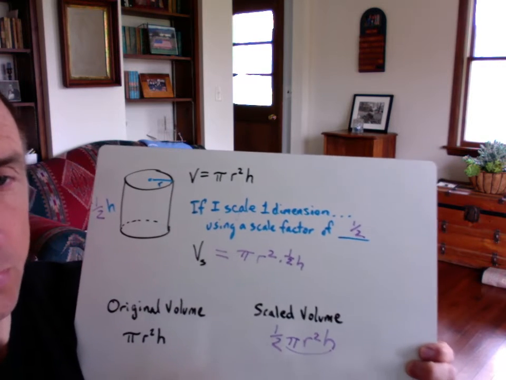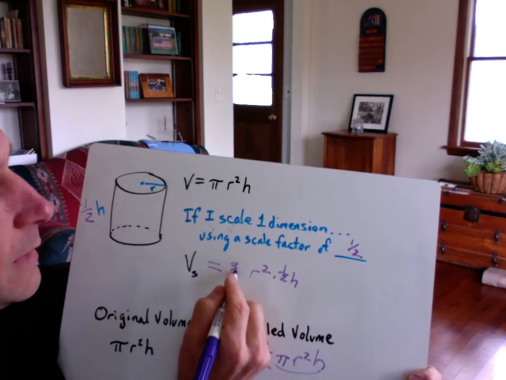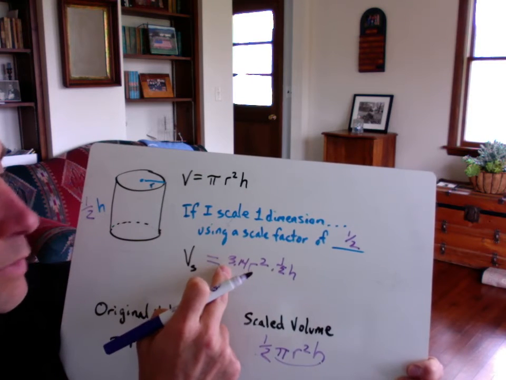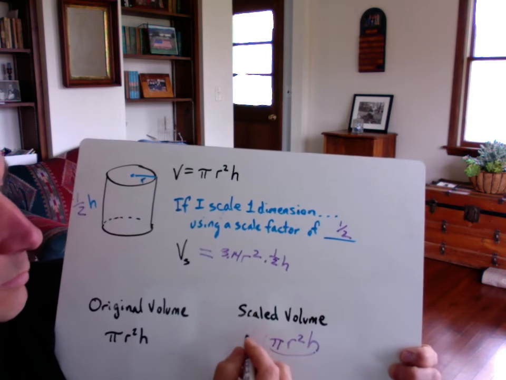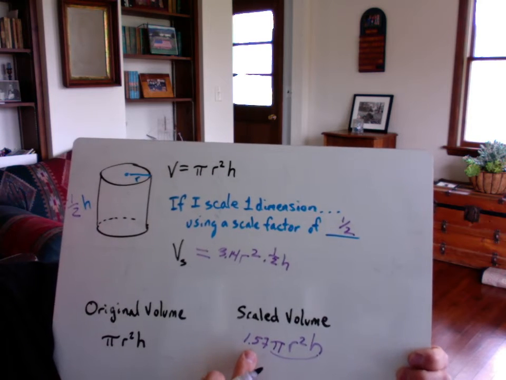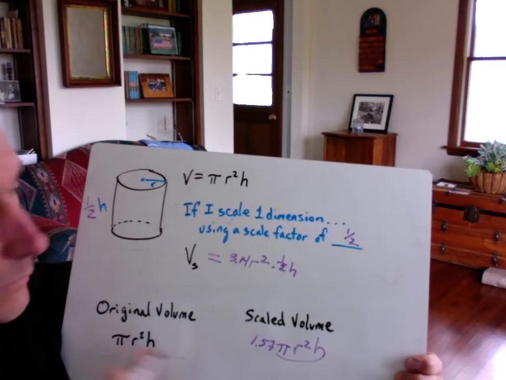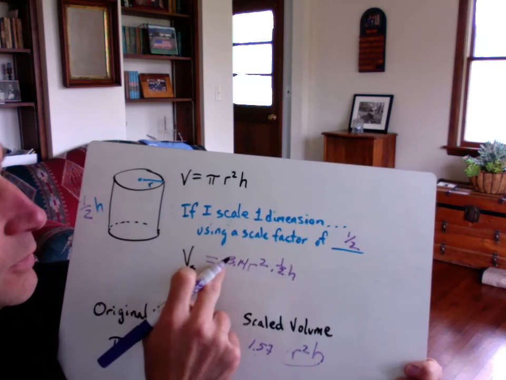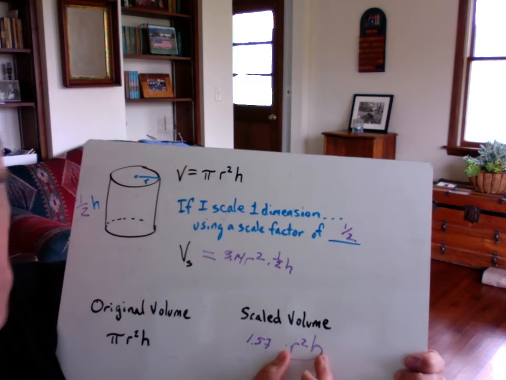This is true even if I start putting in values. The directions may say, hey, use 3.14 for pi. If I take half of 3.14, I'm going to get 1.57. This is exactly 1/2 of the original value. Whoops, I should take out the pi at this point. 1/2 times 3.14 is 1.57. And then we have r squared h.